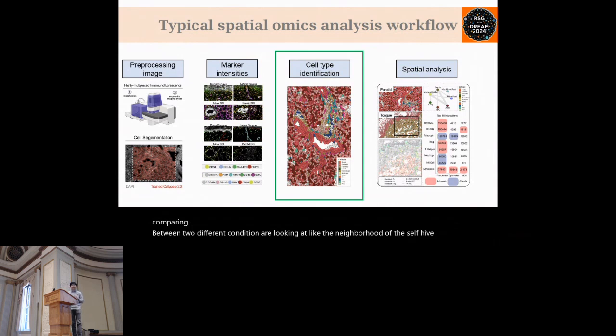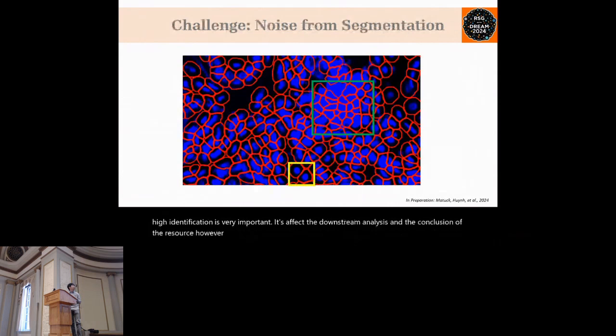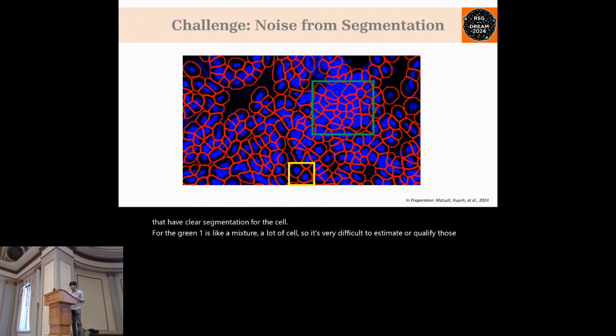Cell type identification is very important. It affects the downstream analysis and the conclusion of the result. However, cell typing is very challenging. For example, here is the noise from segmentation. The yellow box is one that has clear segmentation for the cell, but the green one is a mixture of a lot of cells, so it's very difficult to estimate or quantify those cells in that area.